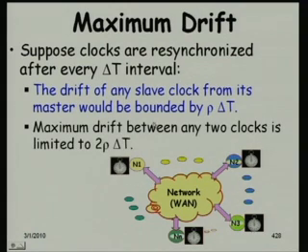Now, the maximum drift between any two clocks is 2 rho delta t. So, why is this 2 rho delta t? One may drift and become a slow clock, and another is a fast clock. So, one has become slower by rho delta t from the master, and another has become faster by rho delta t. So, between these two slaves it will be 2 rho delta t.